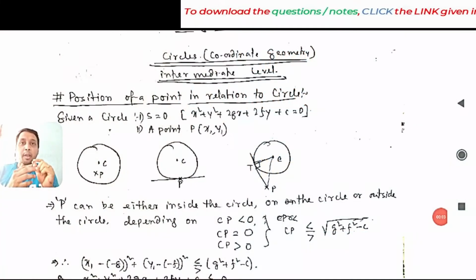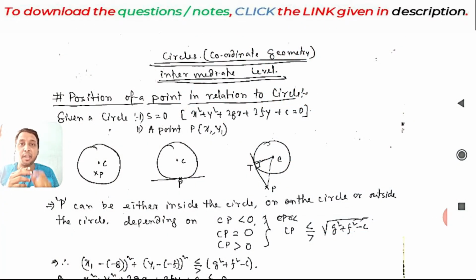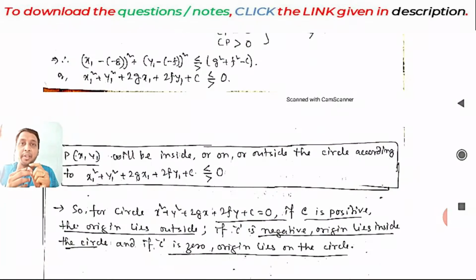Okay students, welcome you all to this new lecture in the intermediate level, where we are building concepts on circles for JEE Main and Advanced level. Hope you have all seen the basic level theories of circles. Today we will see in this lecture what is the position of a point in relation to a circle. Okay, then let's see this.